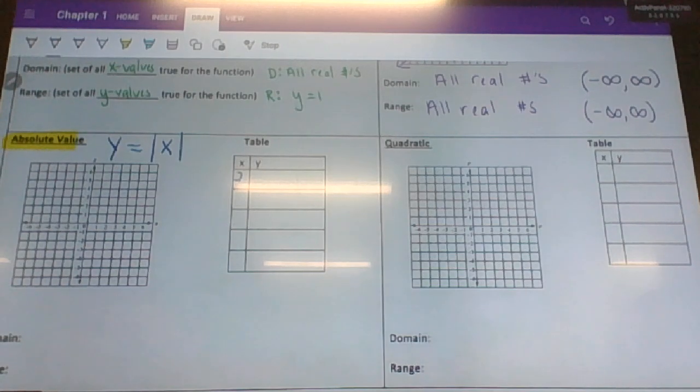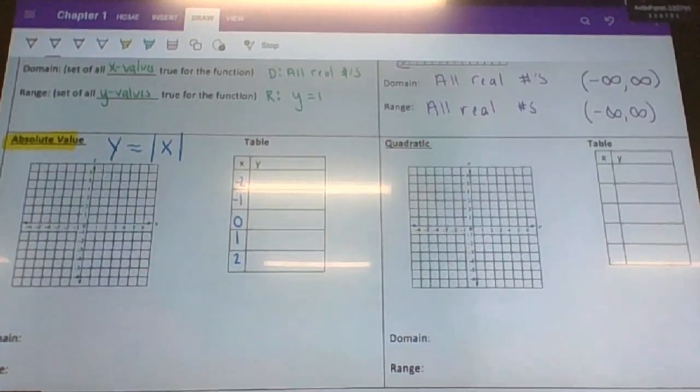So same table, -2, -1, 0, 1, 2. This is the real professional lesson. This is just info to help you use the vocabulary correctly.